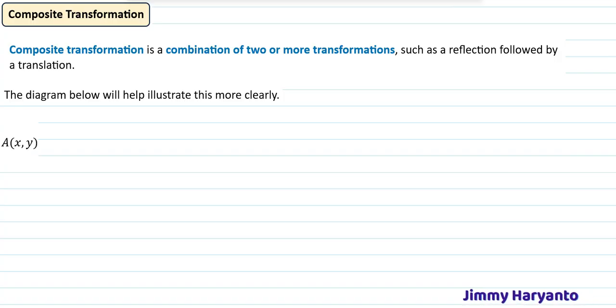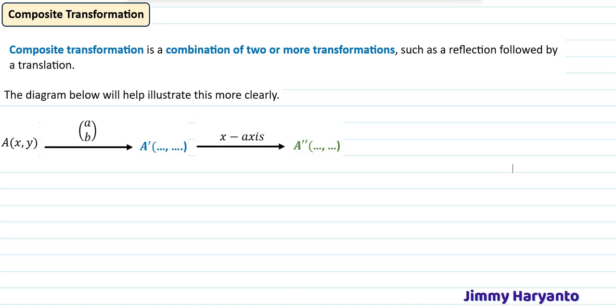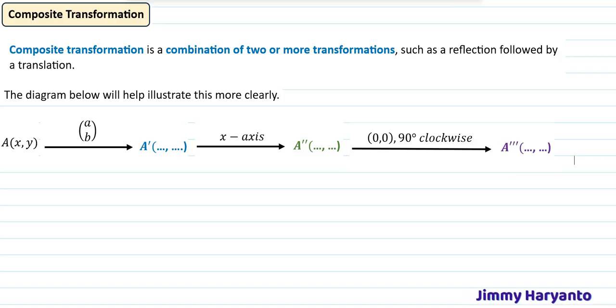So let's say I have point A, x comma y, and then I translate it into A prime, and then I continue the transformation with reflection to the x-axis. I will have the second image, and then not finished yet. I continue the transformation again with the 90-degree clockwise rotation with 0, 0 as the center. So I will have the third image. This continuation of transformation is called composite transformation.